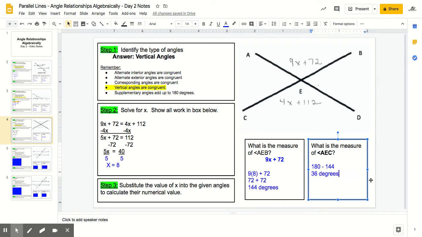Okay. For this assignment, guys, just be careful when you're reading what angles I'm asking you to find the measure of. It's a little bit different than yesterday.